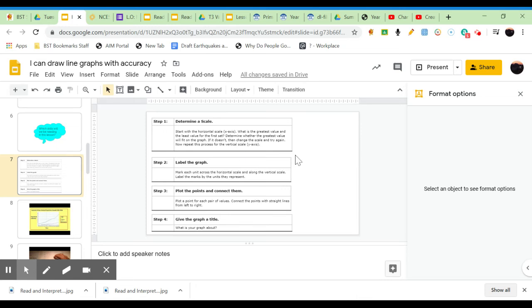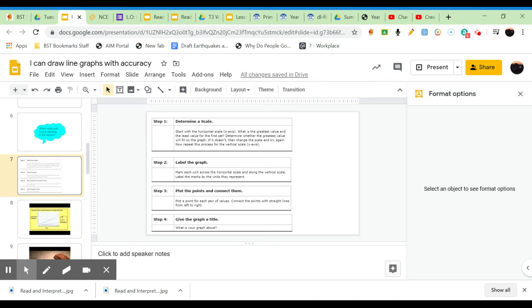Then do exactly the same thing for the y-axis. You've done the x-axis, the time, then you're going to do the data. And the scale is really important before you start drawing your graph. Next, label the graph. Really important this. Mark each unit across the horizontal scale and along the vertical scale. They must be represented. You must have numbers, okay, that represent the time and whatever scale you're using for the y-axis.